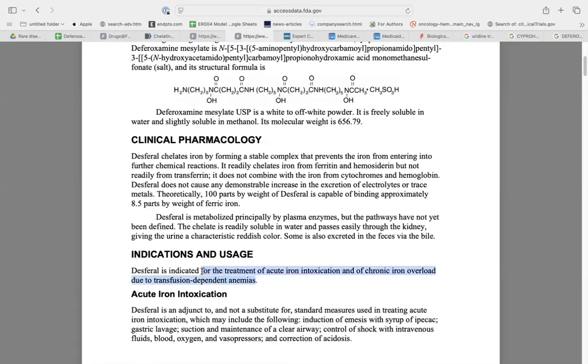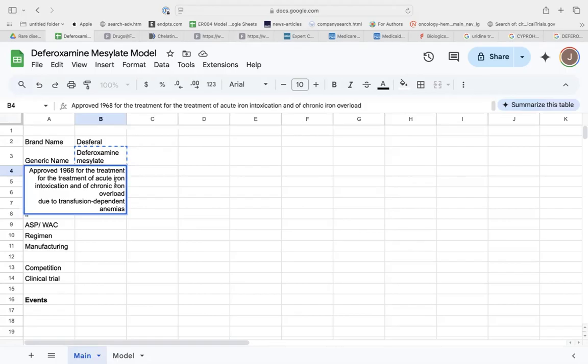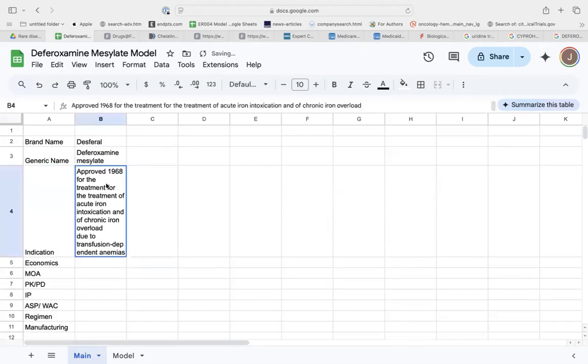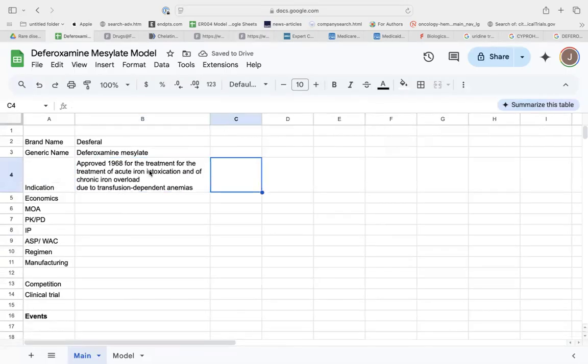Okay, so I don't know if any more recent approvals added indications, but in general, I think this is for iron overload. So I would, just for the sake of the model, say it was approved in 1968 for treatment of acute iron intoxication and chronic iron overload due to transfusion-dependent anemias.